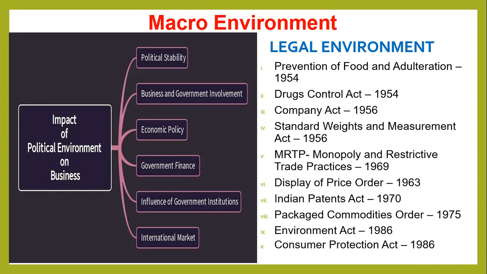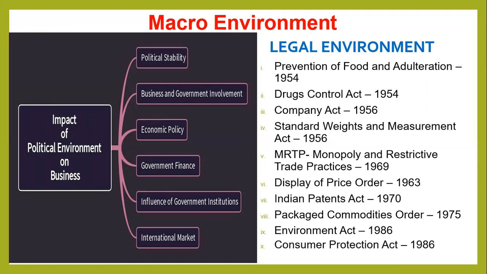India is a democratic country. We have a multi-party system. Many parties do form a coalition government. It has been seen that a single party getting a huge majority will have better political stability. Then you have business and government involvement. You know that business organizations also play an important role in the government because they may help in lobbying. They fund the political campaigns. They fund the political parties.